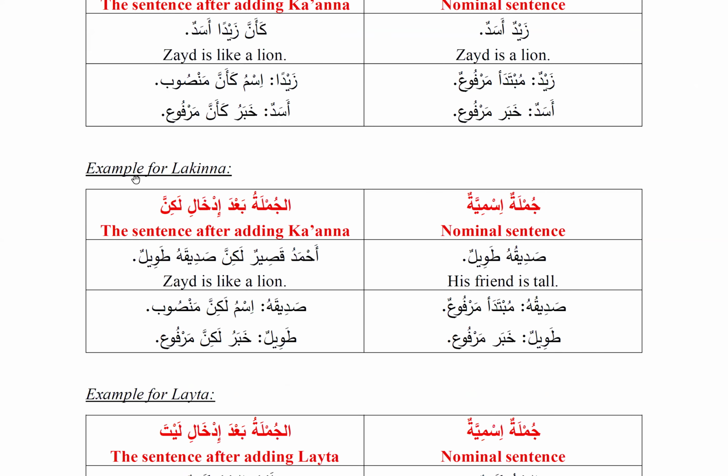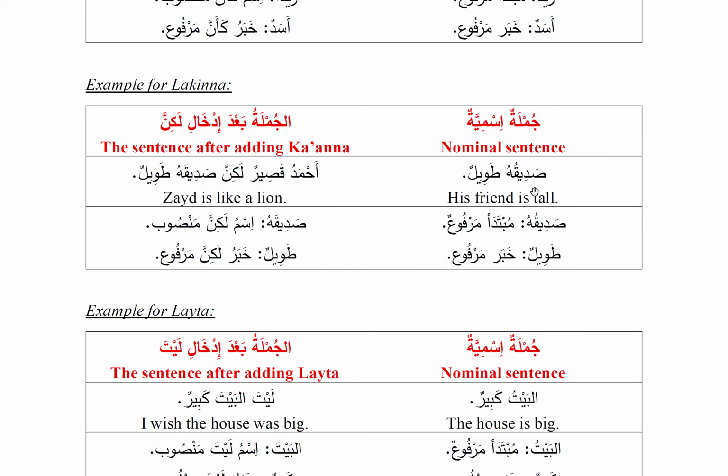Now lakinna, which means but. Sadiquhu tawilun, his friend is tall, is the sentence we have. When you add lakinna, for example, Ahmadu qasirun, Ahmad is short, lakinna sadiqahu tawilun, but his friend is tall. So the meaning is Ahmad is short, but his friend is tall, not Zayd is like a lion, which was the previous one. Sadiquhu is mubtada marfu', and here sadiqahu is ism lakinna mansoob. Tawilun is khabar marfu'. Tawilun here is khabar lakinna marfu'.